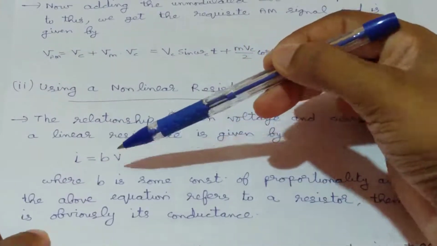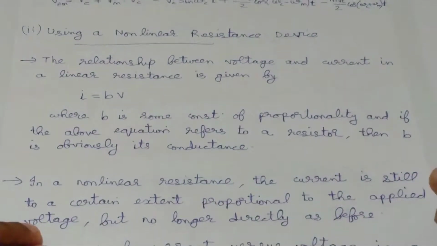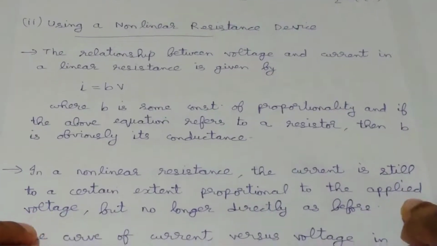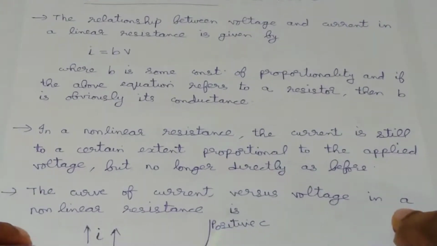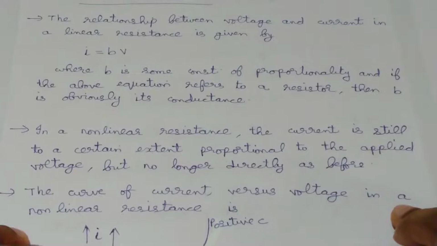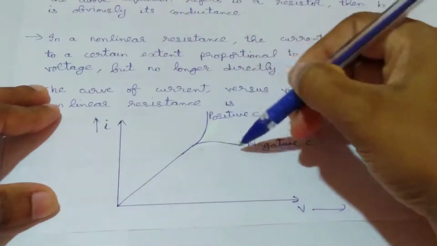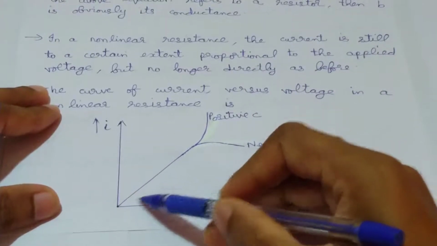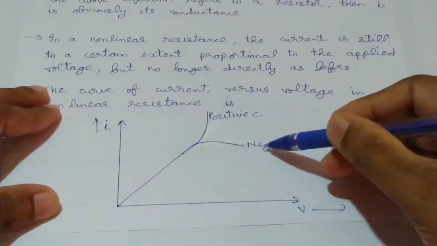Then when we consider a nonlinear resistance, the current is still to a certain extent proportional to the applied voltage, but no longer directly as before. And when we consider the curve of current versus voltage in a nonlinear resistance, it will be like this. And from this we can see that there is some curvature in it. Okay, and the previous linear relation seems to apply up to a certain point, after which the current increases more or less rapidly with voltage.